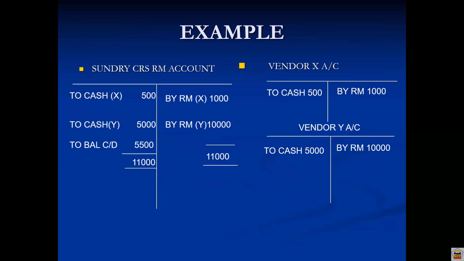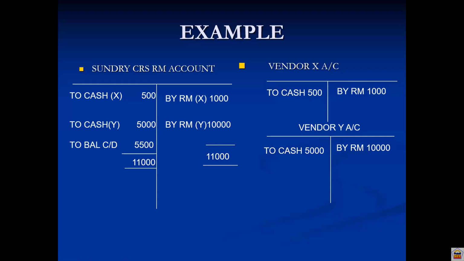You can just see on the right side, we have the vendor accounts. These vendors are your vendor X and vendor Y, and these are also known as subledger accounts. This is the first subledger account, and this is the second. Likewise, we can have many subledger accounts. In this example, we made a purchase from vendor X for the amount 1000, and we have made a payment to him of 500. Likewise, the purchase from the second vendor is 10,000, and the payment we have made to him is 5,000.